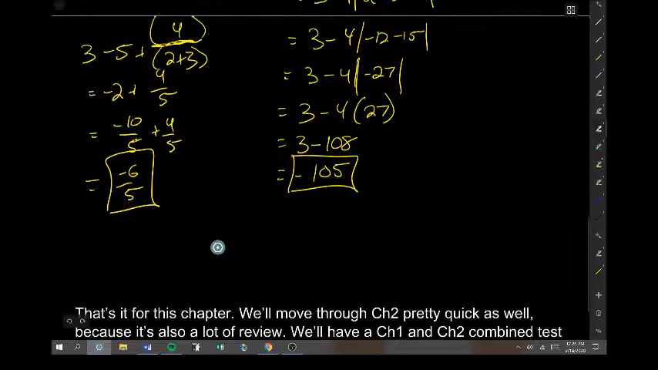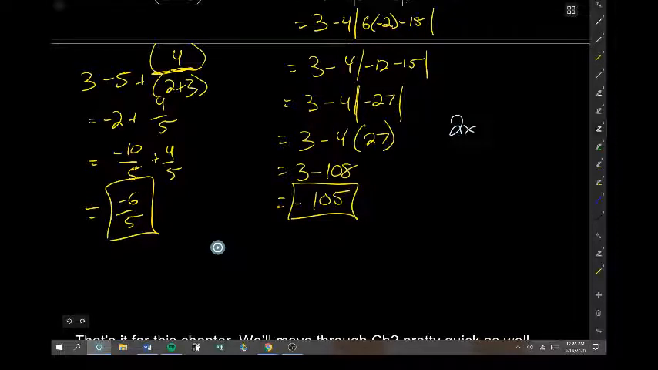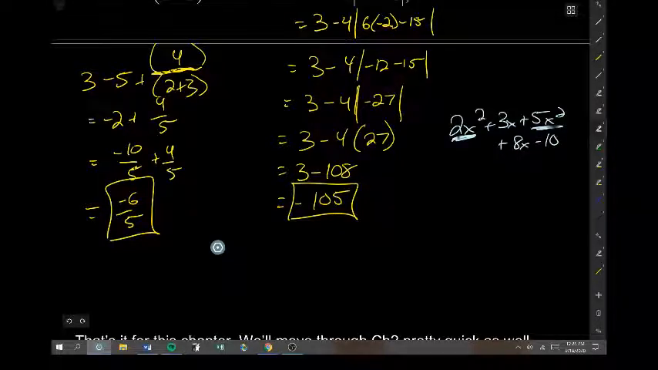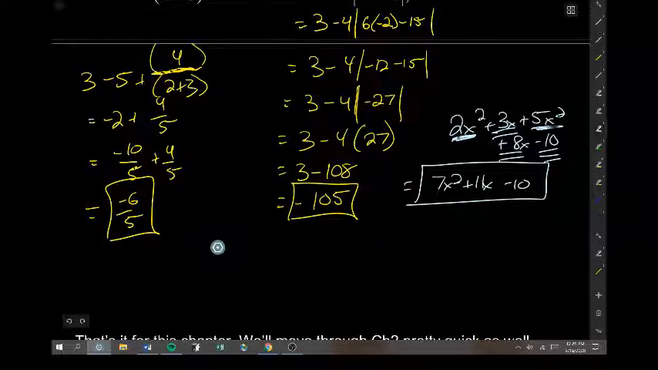Okay, 2 more things to talk about really quick. It says that's it for this chapter, but I actually want to talk about powers. I don't think this comes up in our homework yet, but you can only combine like terms if they have the exact same power. So 2x squared plus 5x squared becomes 7x squared. 3x plus 8x becomes 11x, and negative 10 is just negative 10. But I can't simplify that any further. To be like terms, they have to have the exact same variable and the exact same power.